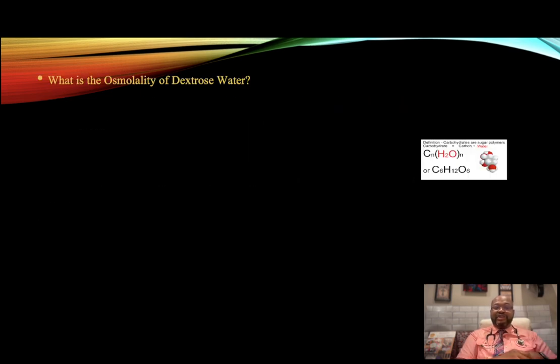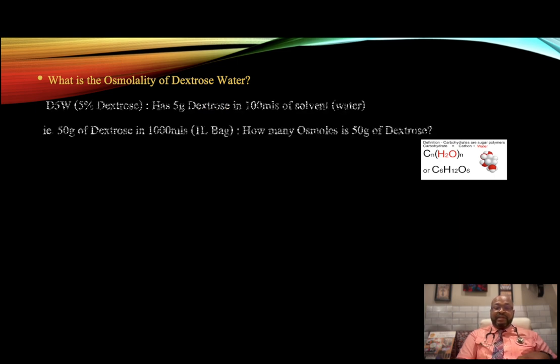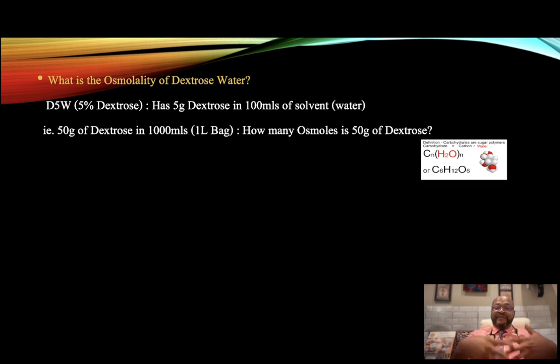Okay, let's look at the osmolarity of dextrose water. So dextrose water, D5W, has 5 grams of dextrose in 100 mils of solvent. That's why it's percent, per 100 mils, which means that 50 grams of dextrose is in 1,000 mils, which is the liter bag. So the question is, how many osmoles is 50 grams of dextrose in solution?